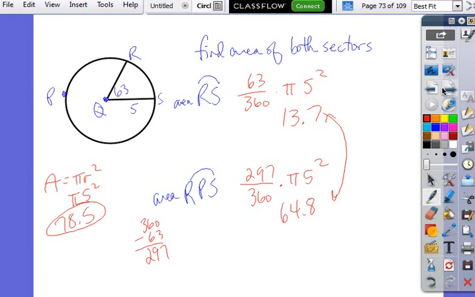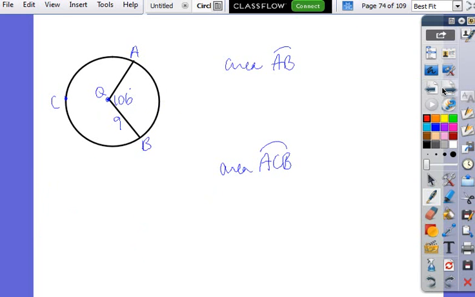All right, give me the equation for the first one. 6 over 360 times pi times 9 squared. Answer? 74.9, 75. I'm not going to argue about either one of those.